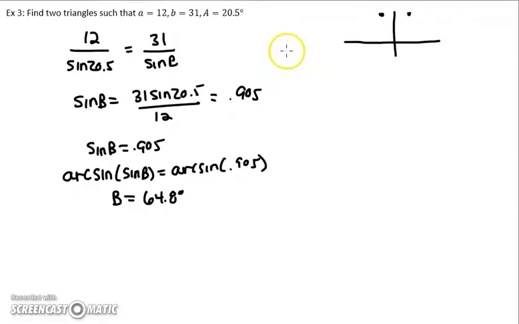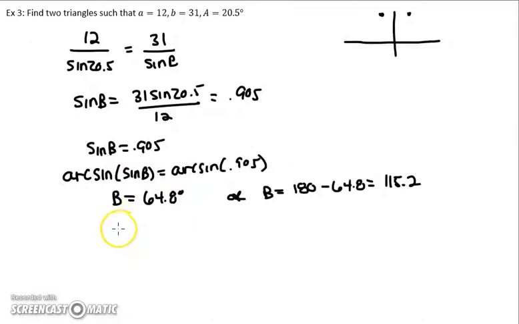So how we're going to end up getting that one is we're going to take 180 degrees, and then we're going to subtract this thing, in this case 64.8, to get the remainder of my angle here. So we can also say B is going to be equal to 180 minus 64.8, which is going to give us 115.2.